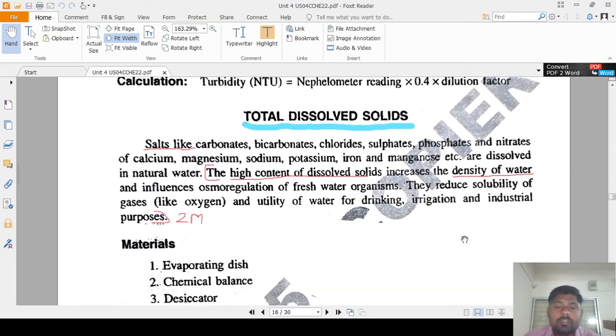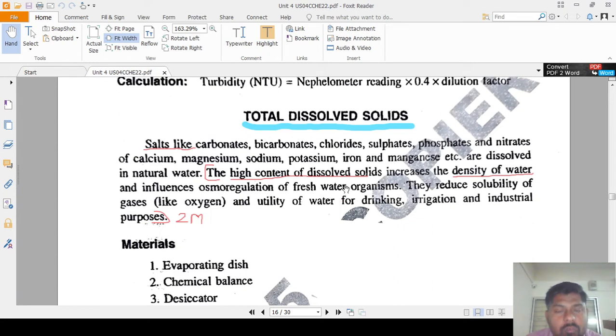Next point is called total dissolved solid. It is also known as TDS, total dissolved solid. Okay, salts like carbonates, bicarbonates, chlorides, sulfates, phosphates and nitrates of calcium, magnesium, sodium, potassium, iron, manganese are dissolved in natural water. The high content of dissolved solid increases the density of the water and influences the osmoregulation of a freshwater organism.